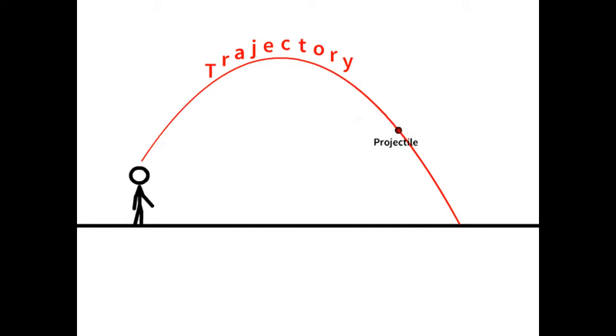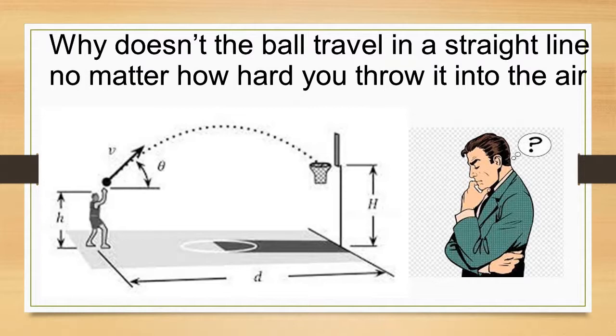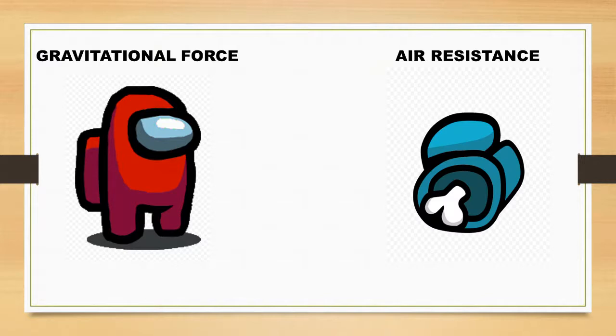When you're playing basketball, have you ever wondered why the ball doesn't travel in a straight line no matter how hard you throw it into the air? Well, this is mainly due to gravitational force and also air resistance, but we will be ignoring that for now.